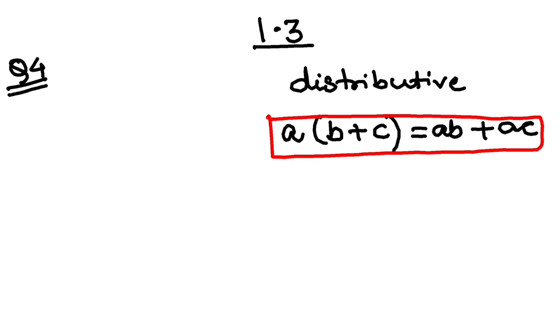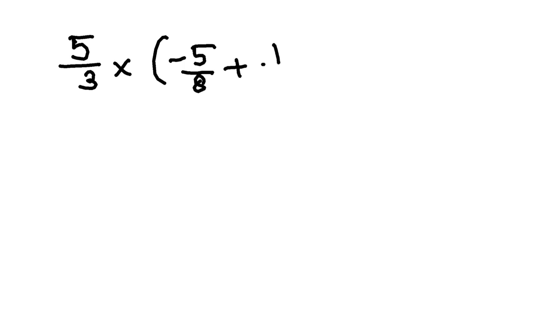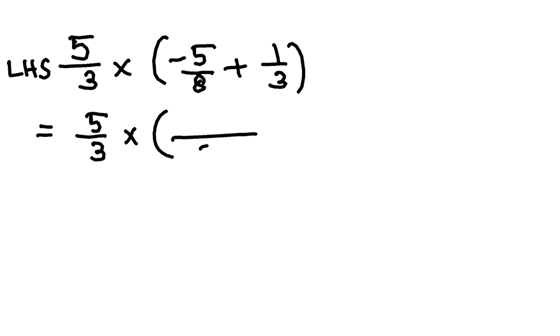So in the questions, obviously statements are given and you have to prove this distributive property. Okay, let's take a question now. So the question that I am taking is 5 by 3 into minus 5 by 8 plus 1 by 3. Okay, so let us evaluate this part. So this can be considered as your left hand side. So this is 5 by 3 into here LCM is 24, and simplification will give you minus 7. Okay, after that your final value will be minus 35 by 72.